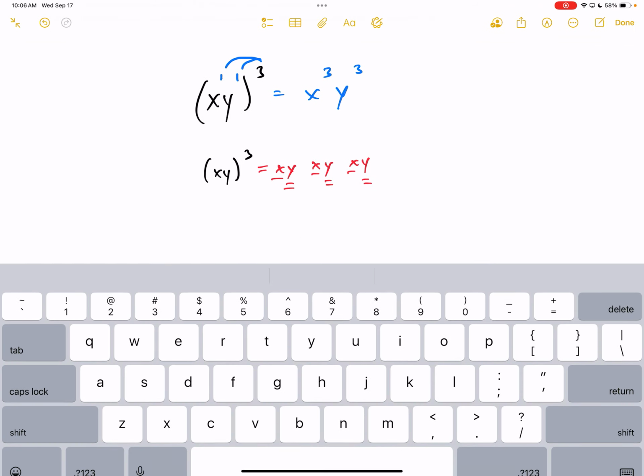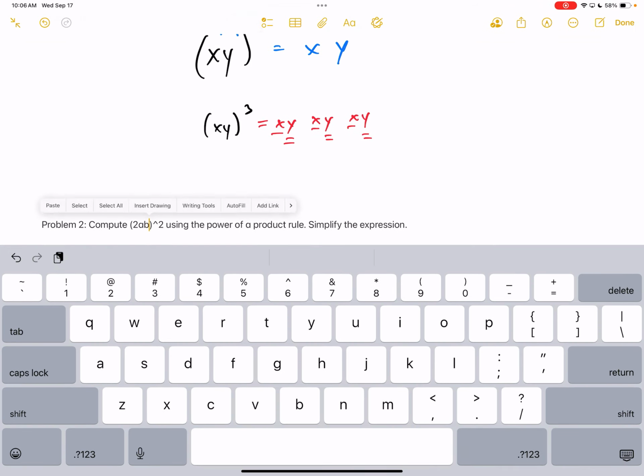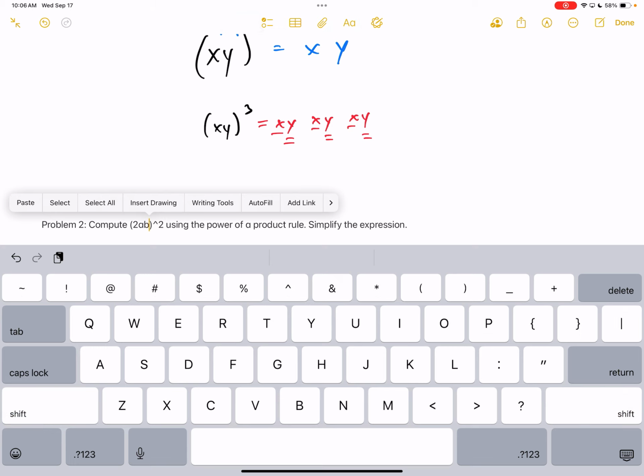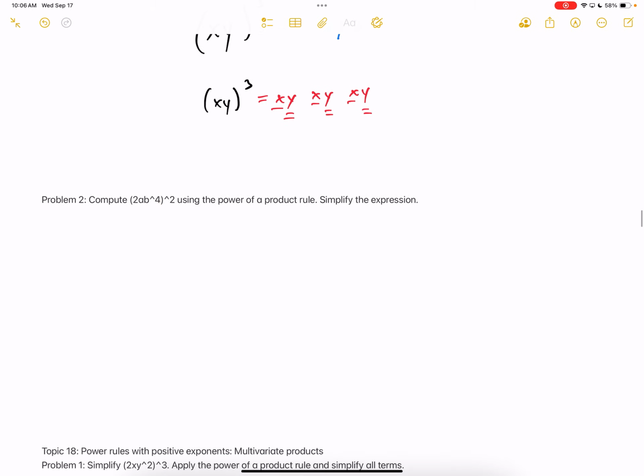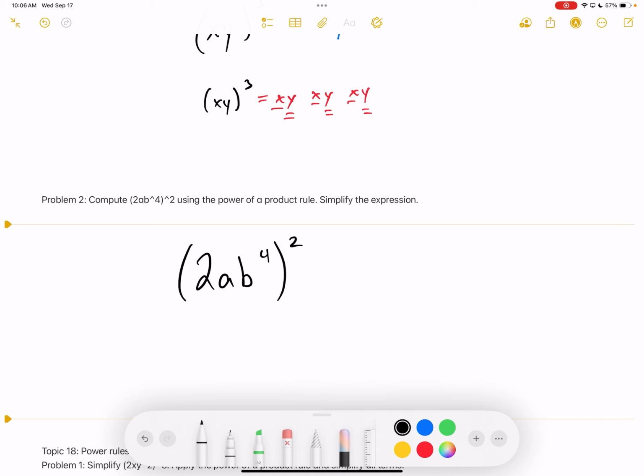I'm going to change this. Let's put a 3. Well, I'll put a 4 on that b right there. So let's do 2ab to the 4th squared. All right, kind of a trick question here. How many exponents are inside the parentheses?